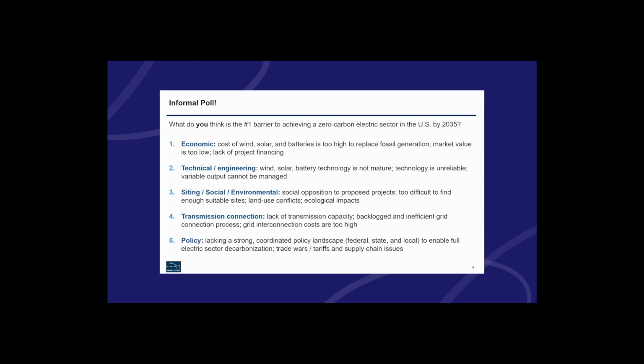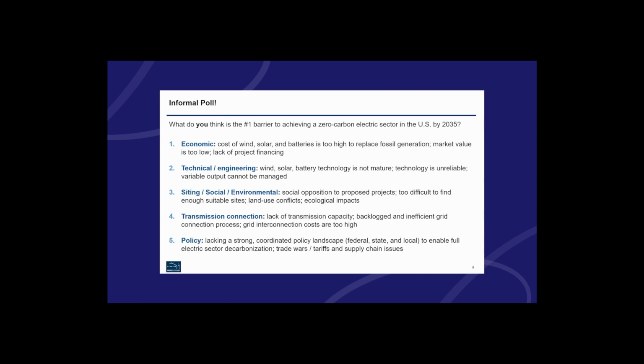Siting, social, environmental. Okay, a few more. These are big issues. Transmission connection. Okay, this one's a little more popular. And then policy. Okay, great. A lot of people think policy and some enthusiastic hands. Yeah, sure, I'll throw that in there too, yep.